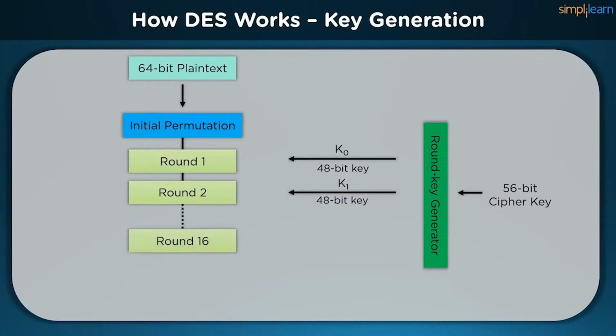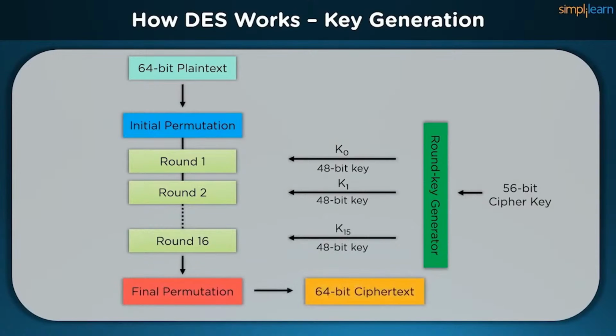When passing through all these rounds, we reach round 16, where the final key is passed on from the round key generator, and we get a final permutation. In the final permutation, the rounds are swapped, and we get a final ciphertext. This is the entire process of DES with 16 rounds of Feistel ciphers encompassed in it.